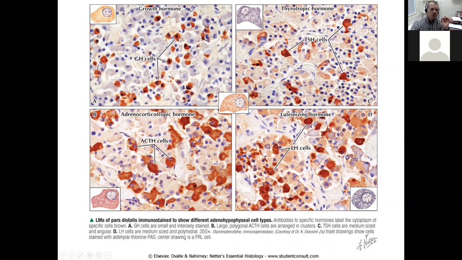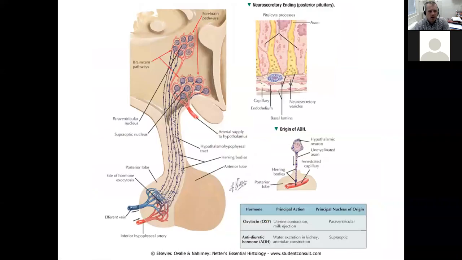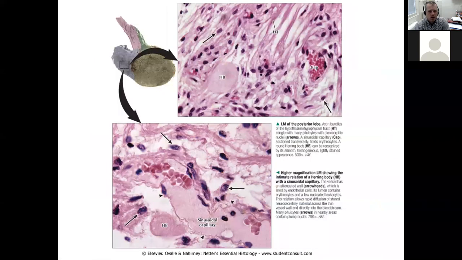So if you use immunohistochemistry against the somatotropic or growth hormone, that's the same, you can be pretty sure that the dark brown cells are producing the growth hormone. The same with a different antibody for the TSH cells, ACTH cells, LH cells, et cetera. So you don't see this in the routine sections. Okay, I believe we already have our comments on this, so I go directly to the real slides.